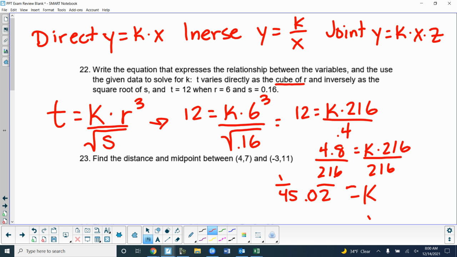Okay? So all you had to do was solve for k. Sometimes they would tell us to find t when, then they would say when r was 5 and s was 0.25 or something like that. But you didn't have to do the second part.